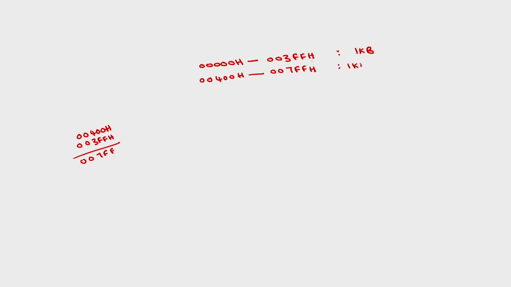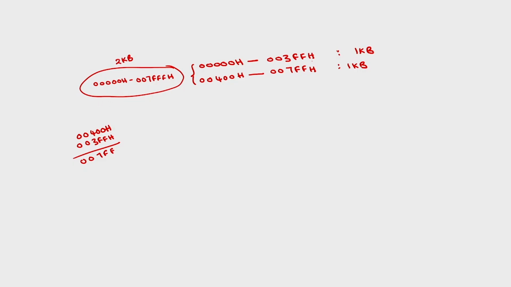If I start with 00400H, then the total from here to here is 1K plus 1K, 2K, which is 00000H to 007FFH. This total will be 2K. Similarly, if I want 4K, this is 2K: 00000 to 007FF is 2K.